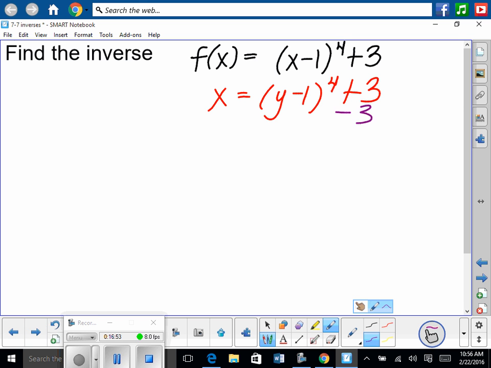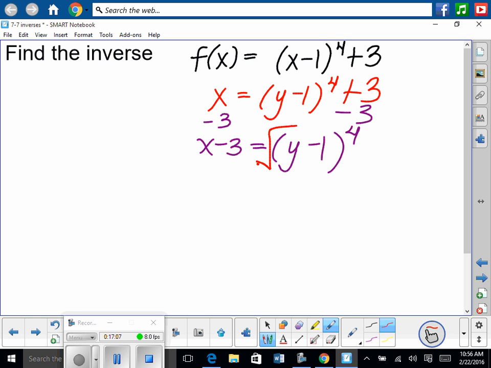X minus 3 is equal to y minus 1 to the 4th. What undoes the 4th? The 4th root. Let's say it right: it's not a square root, it's a 4th root. Let's all practice it. 4th root. One more time.